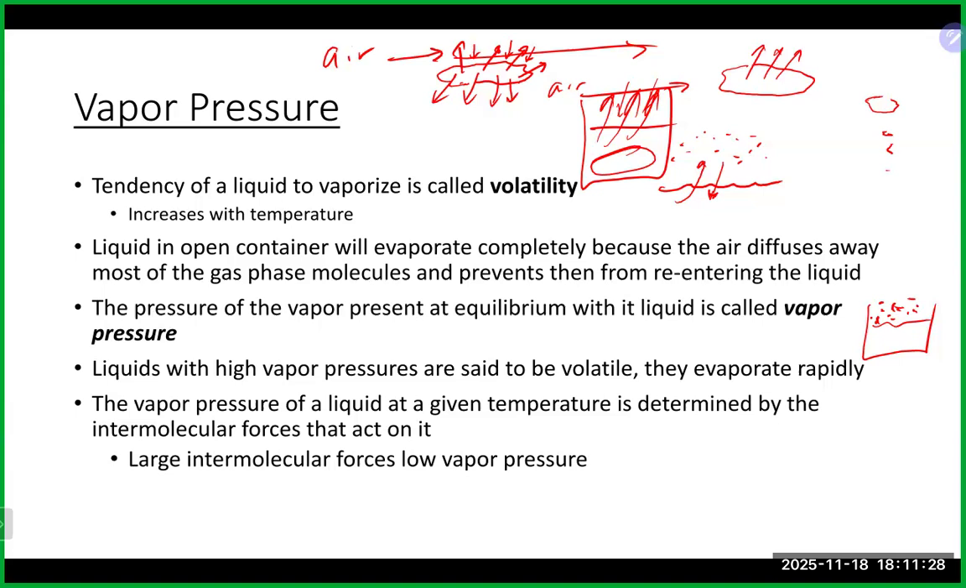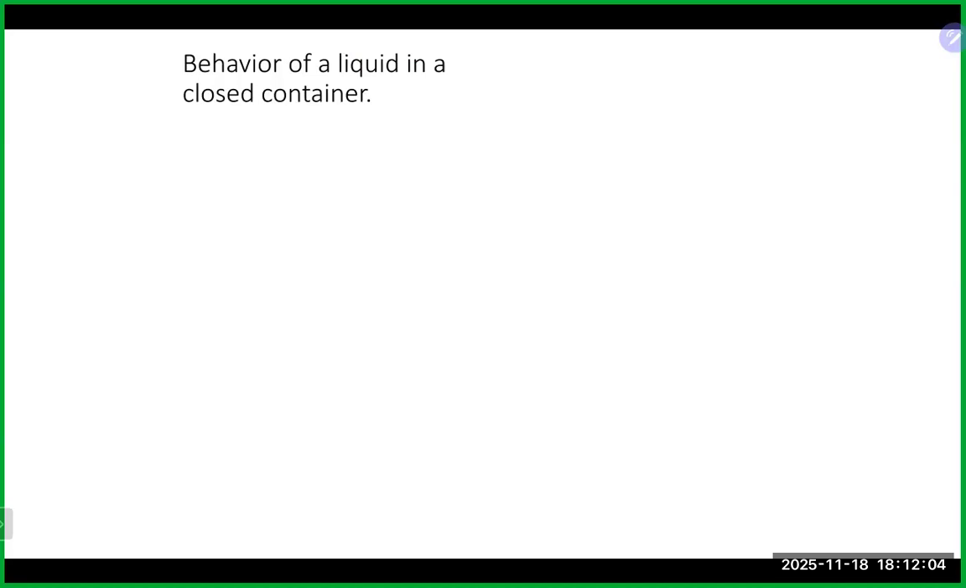That's because they're also held together by dispersion forces, which are very, very weak. So it doesn't take a lot for them to start to evaporate and go into that liquid phase. The vapor pressure of a liquid at a given temperature is determined by the intermolecular forces that act on it. If you have a large or strong intermolecular force, you will typically have a low vapor pressure. That is, again, because everybody's held together tightly. There's not going to be as much evaporating to cause gas above the liquid, and you'll end up with a smaller vapor pressure as a result of that.